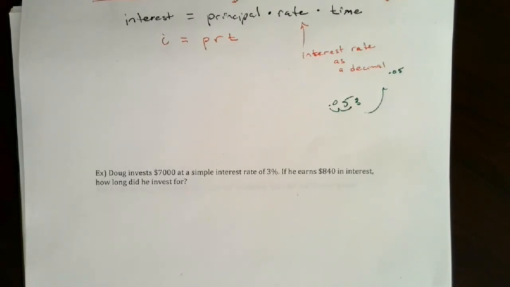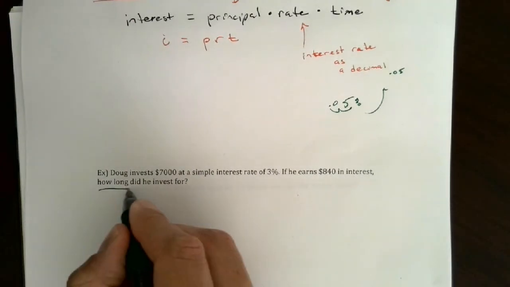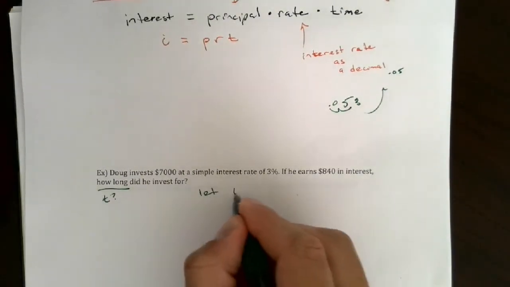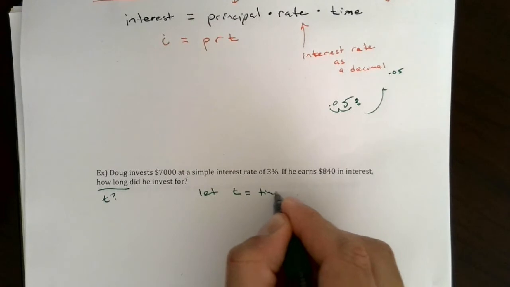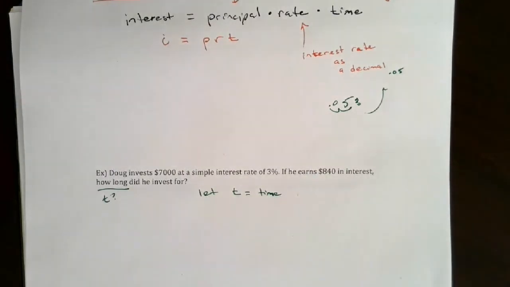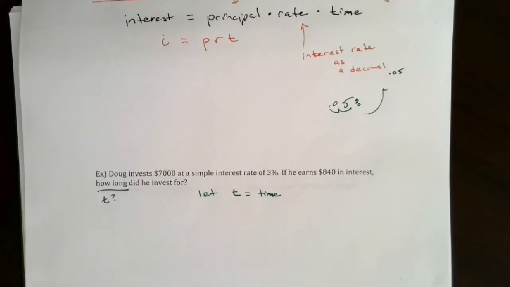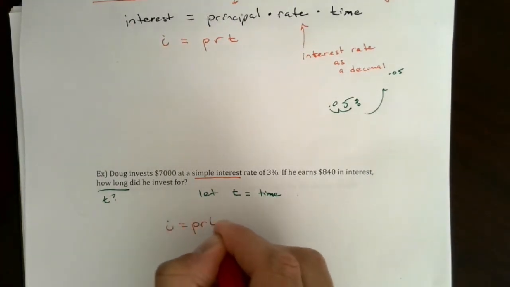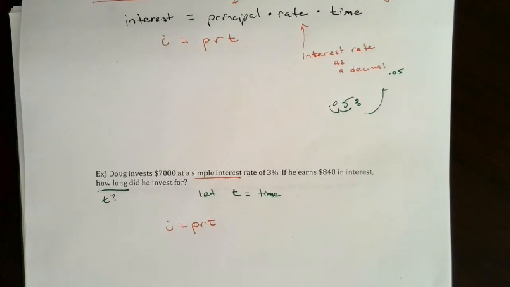If he earns $840 in interest, how long did he invest for? So first thing you should be looking for is thinking about, okay, what am I trying to find here? In this case, how long means that we're looking for time. So you might want to say let t equal time. You don't necessarily have to write it in a problem like this because it's kind of straightforward. But let t equal time, we use these let statements when we get into other chapters. So it's important to understand that a let statement is a way of defining your variable. The other thing you should notice right away is that they say simple interest rate. So if I say simple interest in a problem, that immediately is telling you you're using I equals PRT. Interest equals principal times rate times time.